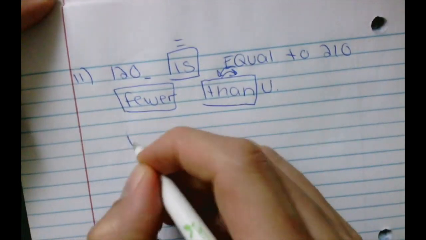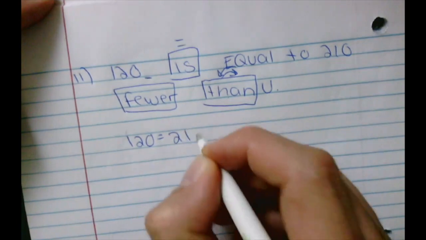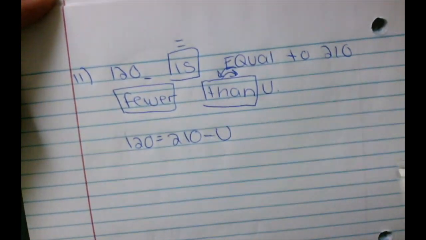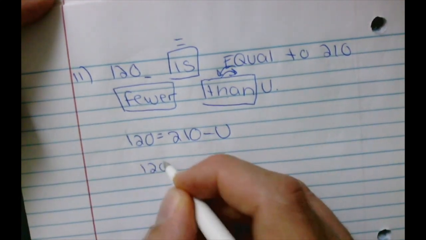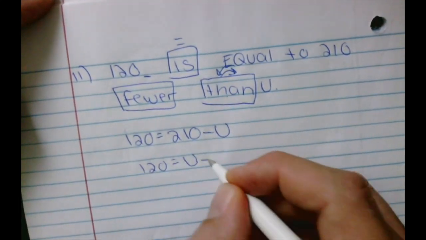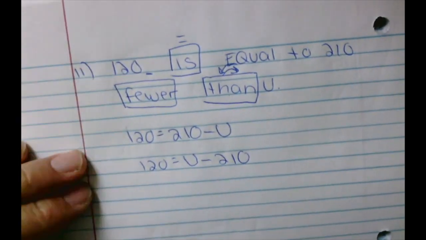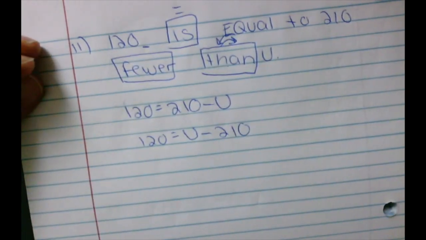So let's go ahead and write our equation. We have 120 is equal to 210 minus u. Now I have to turn around my equation. So I have 120 is equal to u minus 210. Since I have an equation, I can go ahead and solve for u.